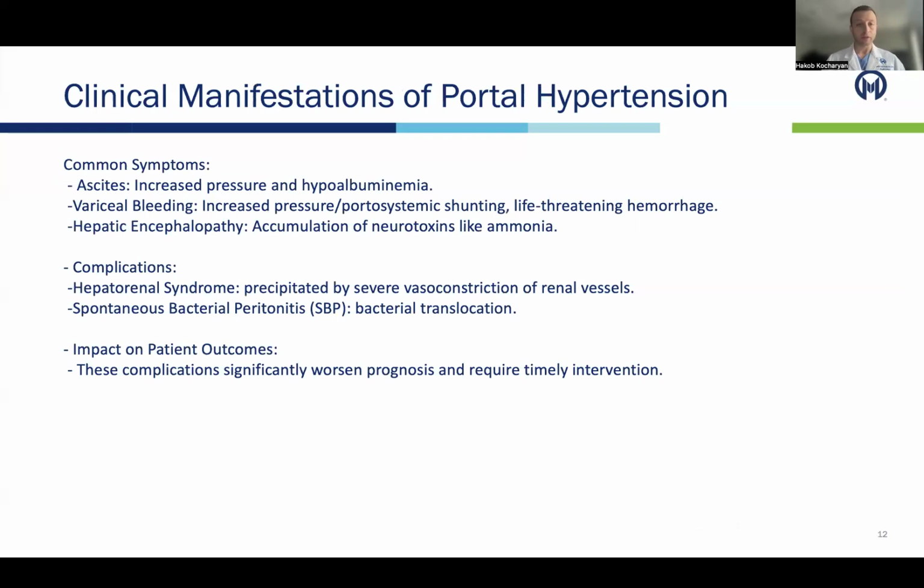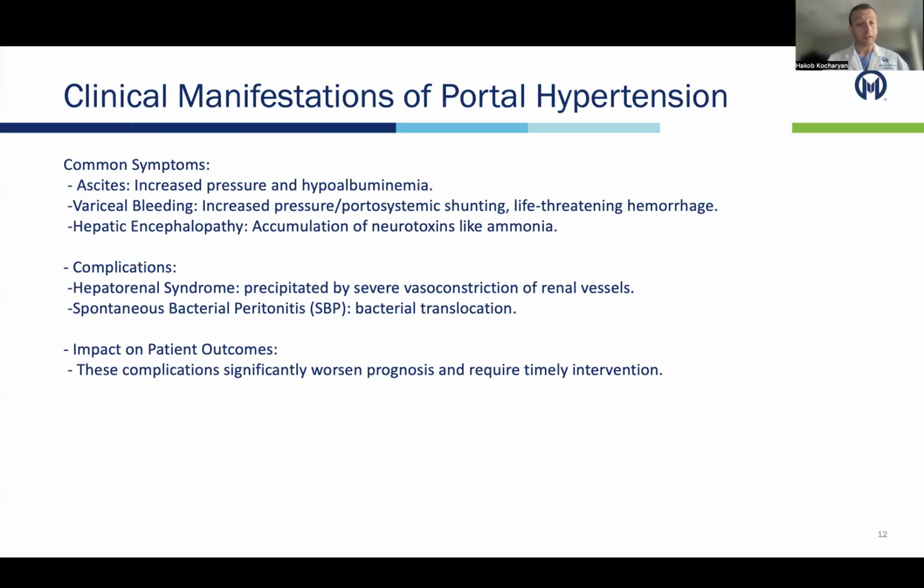Common symptoms of portal hypertension are ascites, variceal bleeding, and hepatic encephalopathy, and we talked about this. Ascites is a sequela of increased pressure and hypoalbuminemia, and variceal bleeding is a sequela of increased intravascular pressure and portosystemic shunting, whereas hepatic encephalopathy is a metabolic sequela of portal hypertension, where unfiltered blood shunting into the systemic circulation causes increased levels of ammonia.